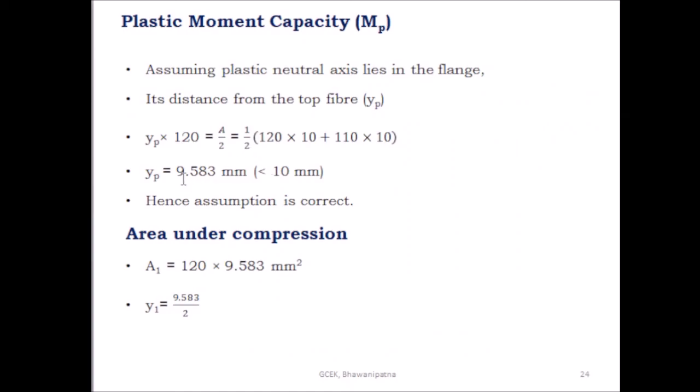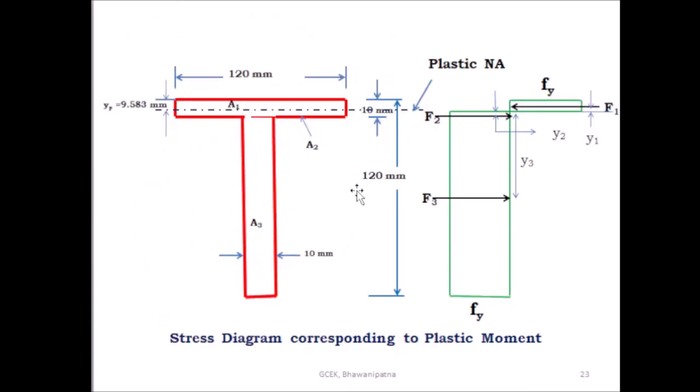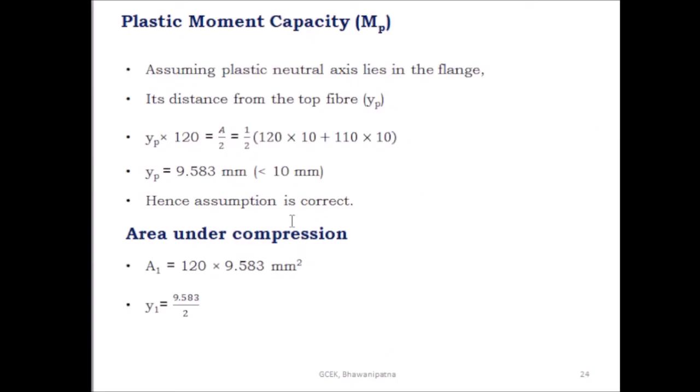So here you get the yp value as 9.583 mm. This is less than 10 mm. So the plastic neutral axis is passing through the flange of the T section, and this yp value you got here is 9.583 mm. Hence the assumption is correct.